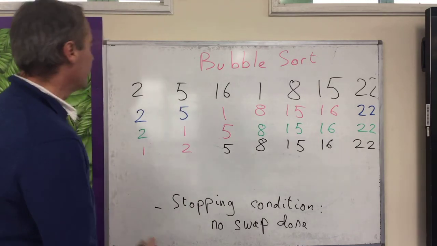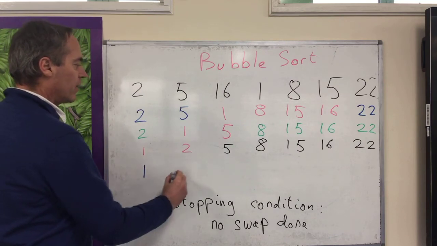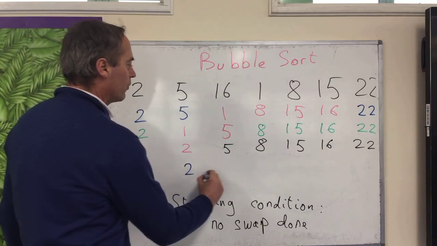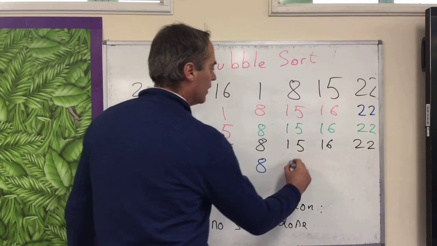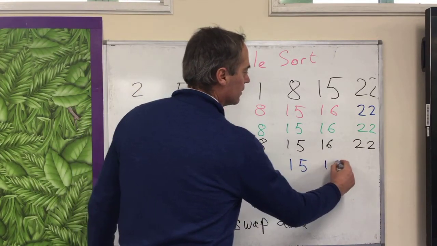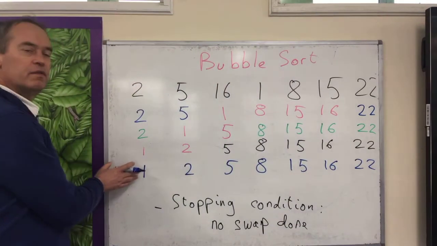And I'm back with a blue pen. I compare 1 and 2, they're in the correct order. 2 and 5 are in the correct order. 5 and 8, correct order. 8 and 15, 15 and 16, 16 and 22. Now you can see there is no red this time.